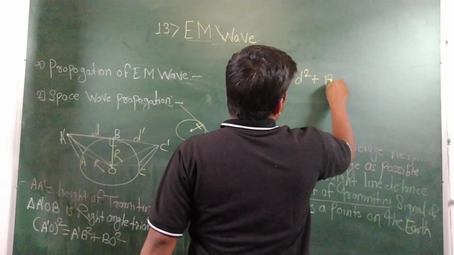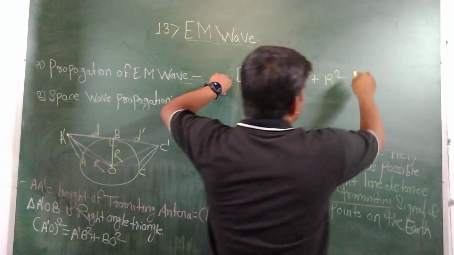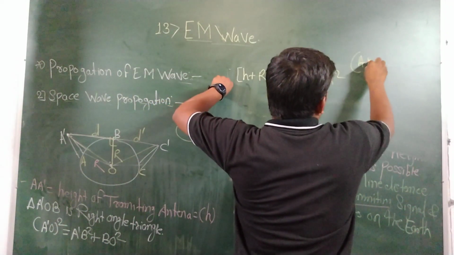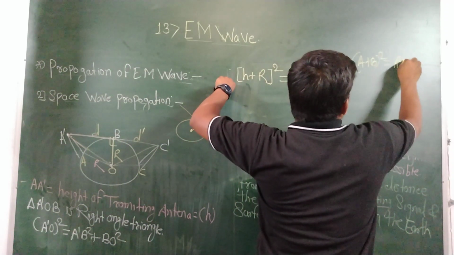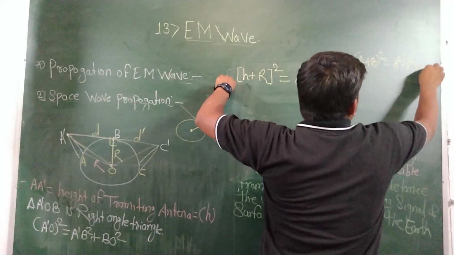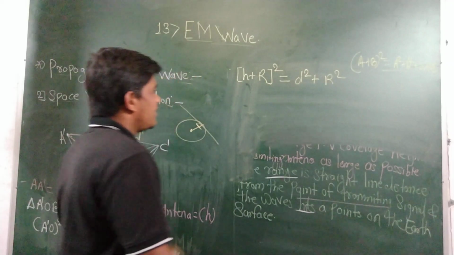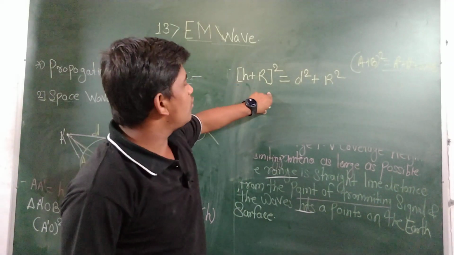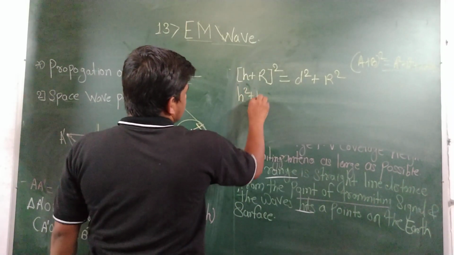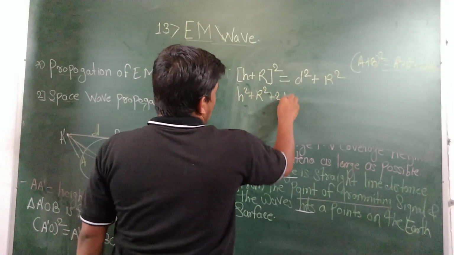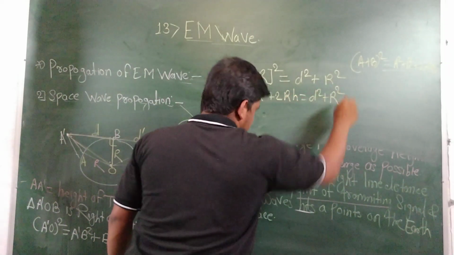BO square, it is R square. Here I will use one of the mathematical properties, that is (A + B) whole square is equal to A square plus B square plus 2AB. I will use this same property here: (H + R) whole square is equal to H square plus R square plus 2RH, equal to D square plus R square.